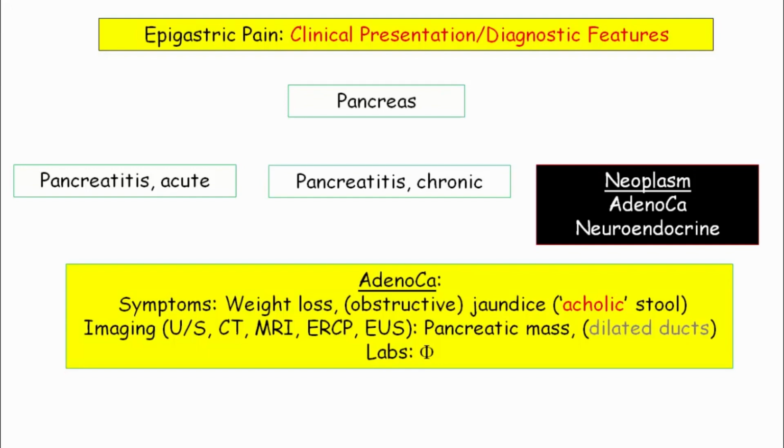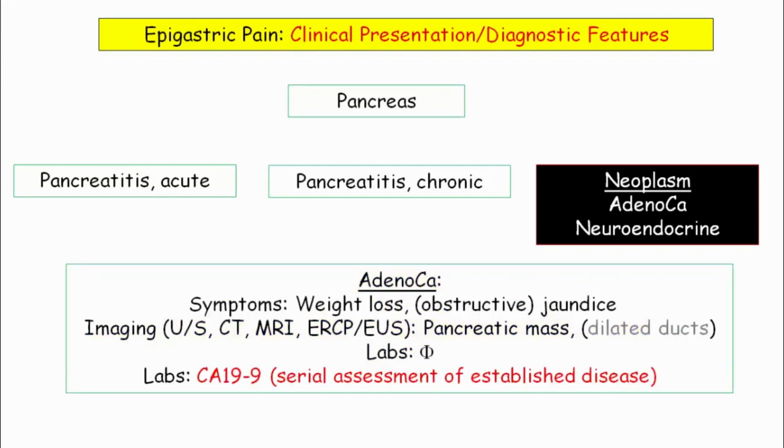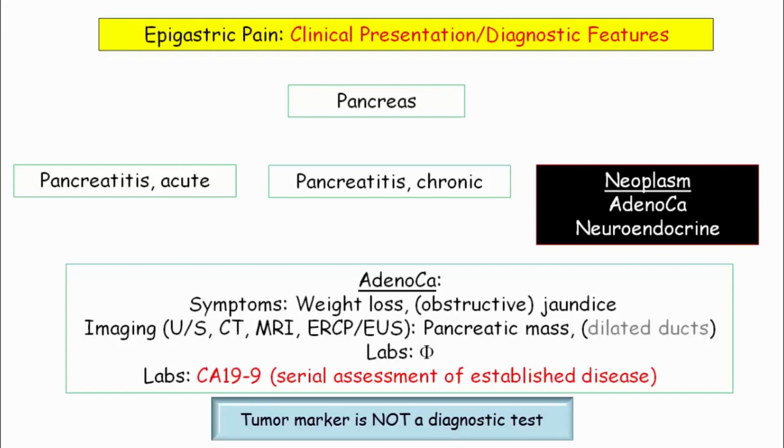Clinically, imaging would be pursued by any of a number of complementary modalities. Do be aware that the mass may not readily be seen, and instead one may only visualize dilated ducts. This is not step 1 test material. Other than for lab features of obstructive jaundice, there is no characteristic lab abnormality for adenocarcinoma of the pancreas. And let's be crystal clear, CA19-9 is a tumor marker used for serial assessment. It is not a diagnostic test.